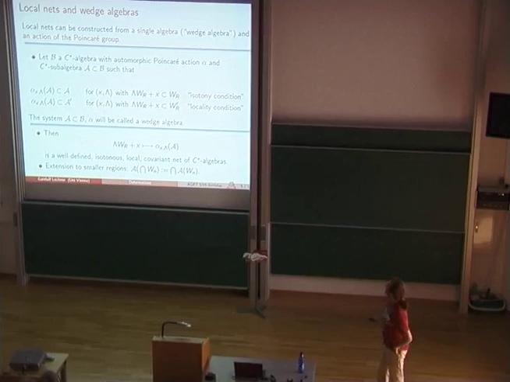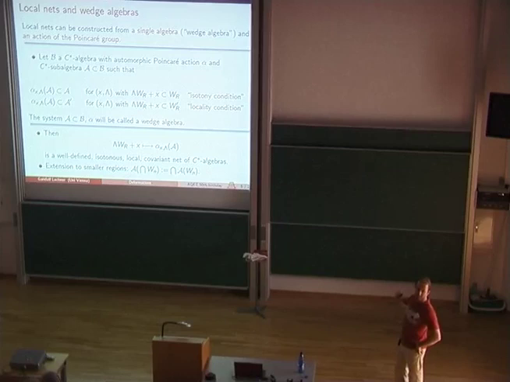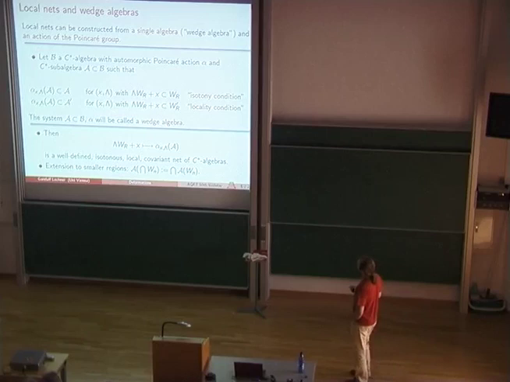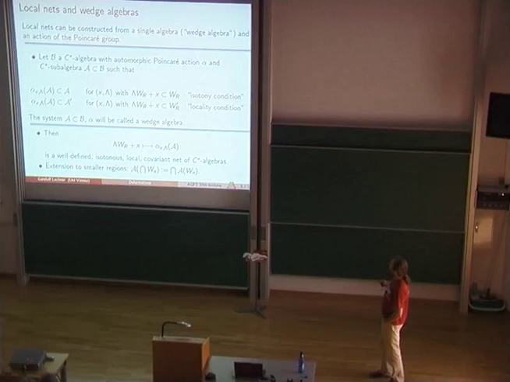And it can be done. And the message is, these complicated local nets can be constructed from just a single algebra, namely such a wedge algebra containing observables which we think of as being localized in this region WR, and an action of the Poincaré group. So how can this be done? We consider some, say, C-star algebra. The topological properties won't be very important in this talk. So you can think about a unital star algebra if you like. So some algebra like this, B, with some automorphic action of the Poincaré group, alpha, on it and a subalgebra A.